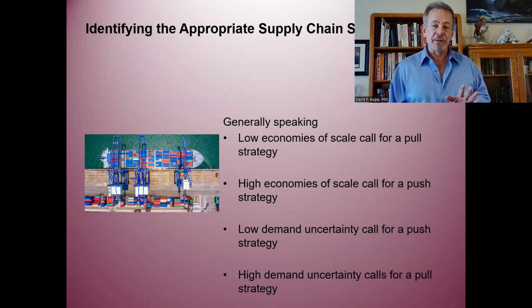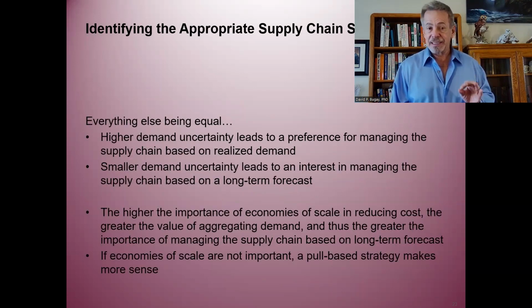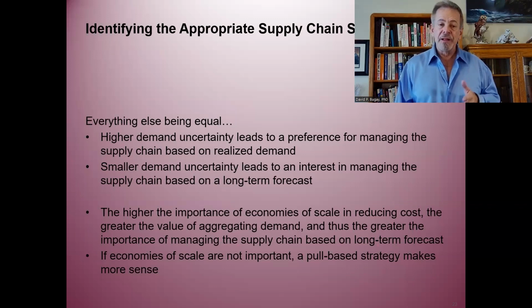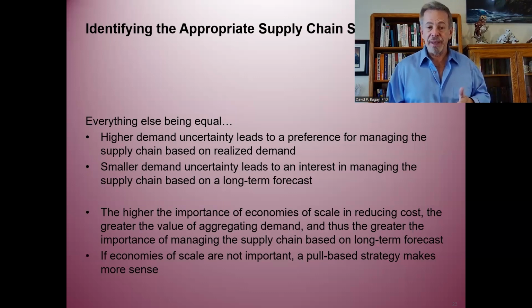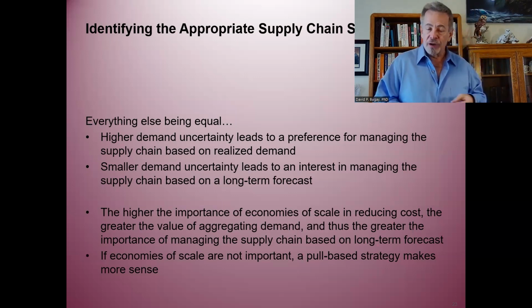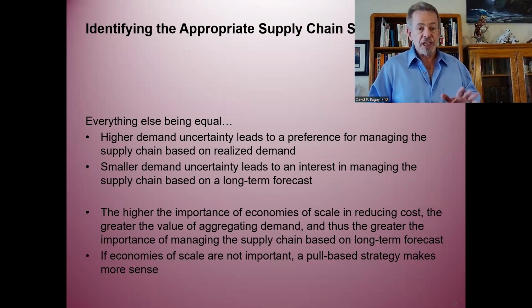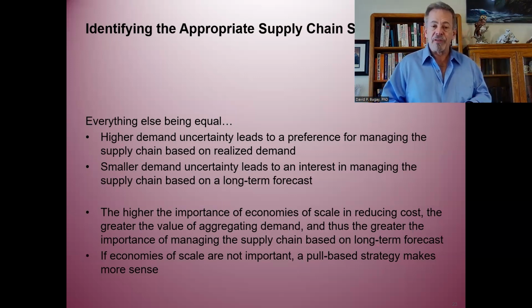So in the process, low volume, you're going to look in the aspect of push, and then high volume, pull. So it depends where you're at. Everything being equal, and sometimes it's not, high demand uncertainty has a preference for managing the supply chain based upon realized demand, and smaller uncertainty leads to managing the system on a long-term forecast, which is usually push. So whenever you see long-term, you're going to assume it's push in the process rather than pull.